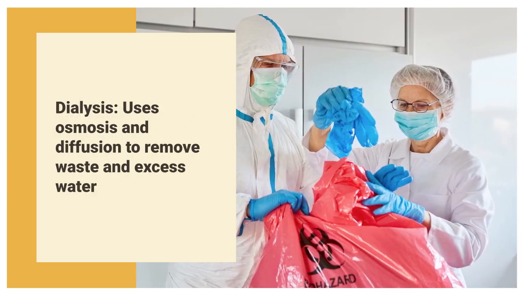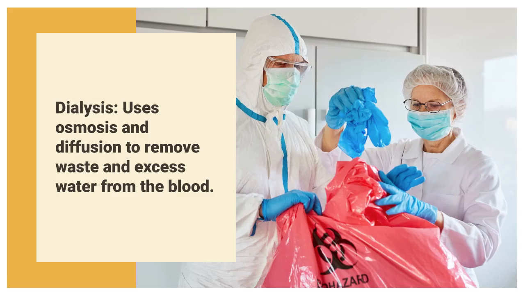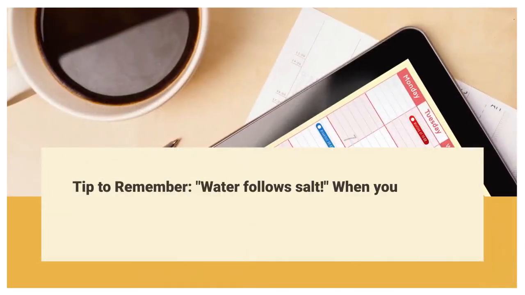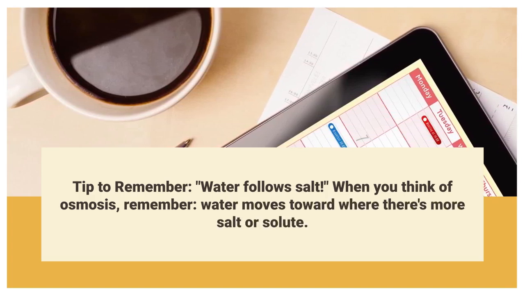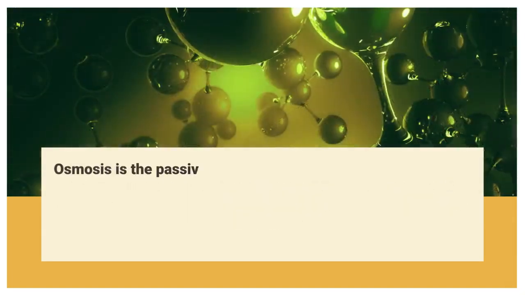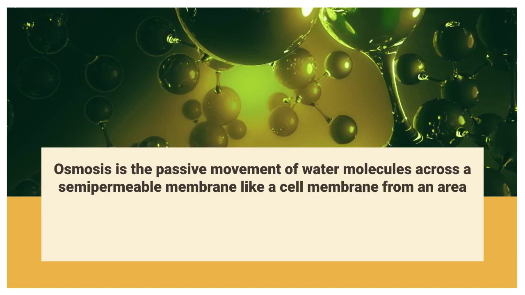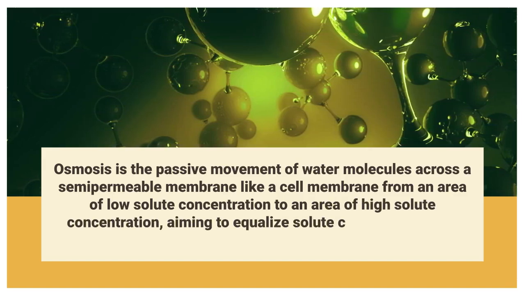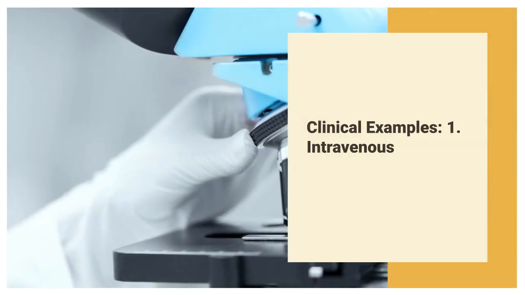Dialysis. Dialysis uses osmosis and diffusion to remove waste and excess water from the blood. So a tip here to remember is that water follows salt. When you think of osmosis, remember, water moves toward where there's more salt or solute. Osmosis is a passive movement just across those semi-permeable membranes, and just always remember it goes from low solute concentration to high solute concentration. So some clinical examples are IV fluids.